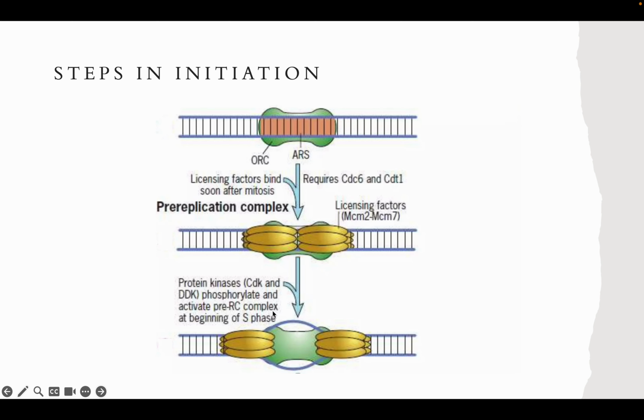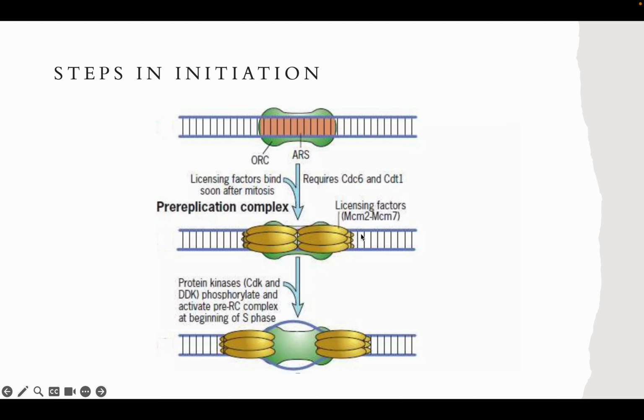When we have the pre-replication complex ready, we move to the S phase of the cell cycle where the replication starts, right? So then come the protein kinases, CDKs and DDKs, which phosphorylate this complex and activate it. This complex is still in the inactive form, it needs to be activated, which is done by the kinases which phosphorylate it.